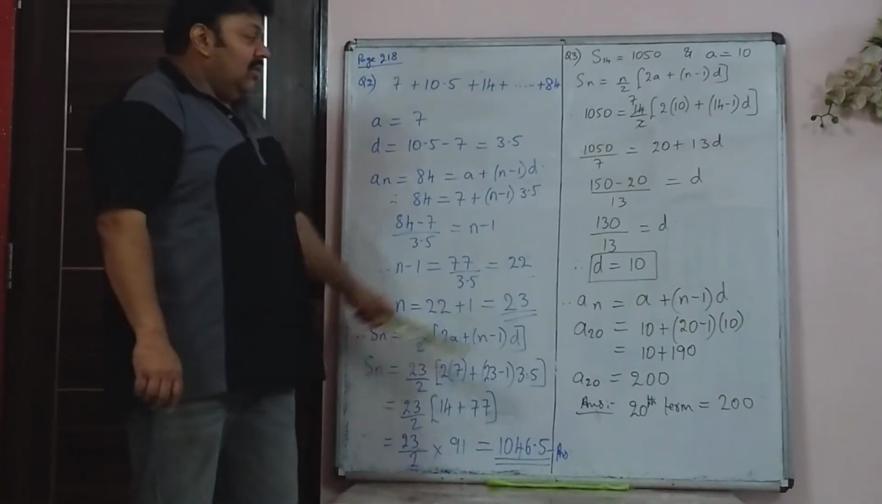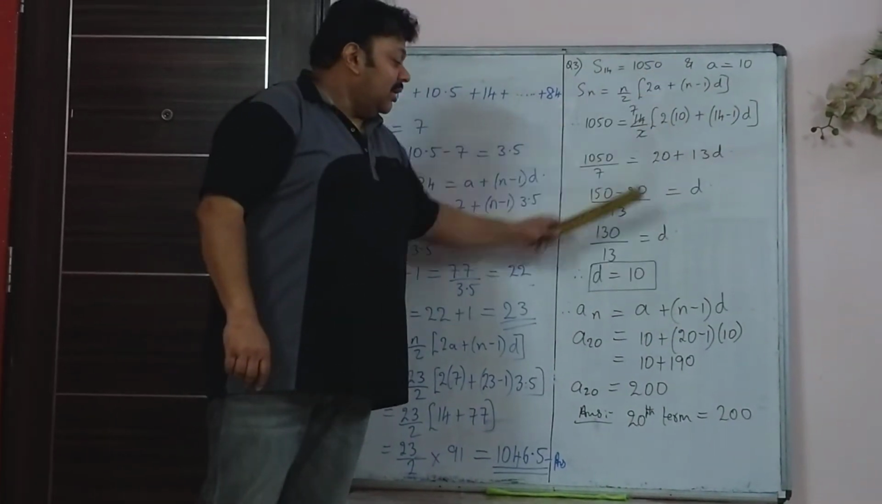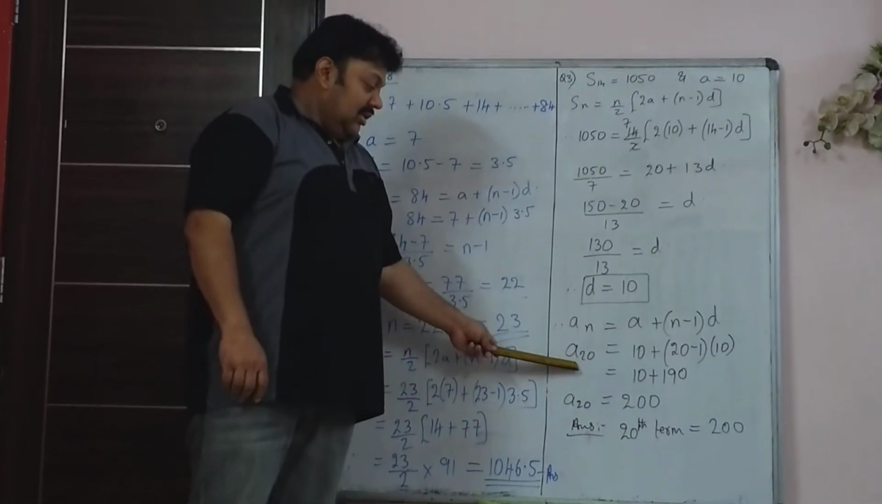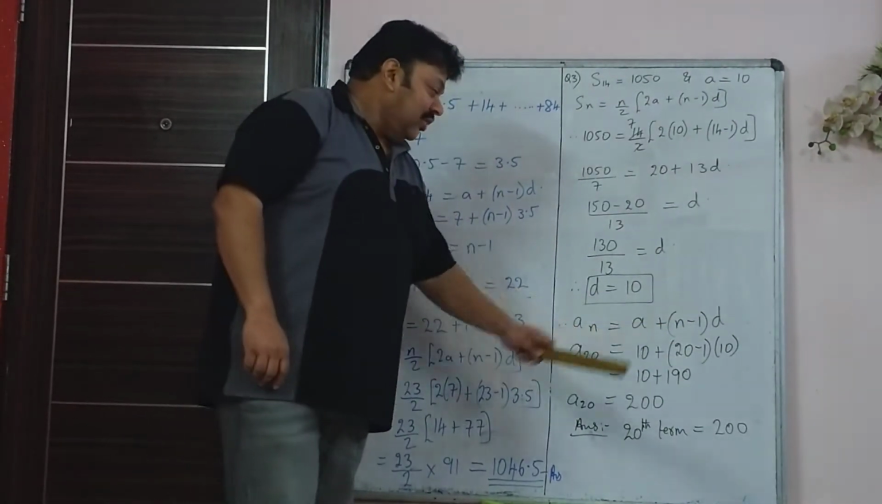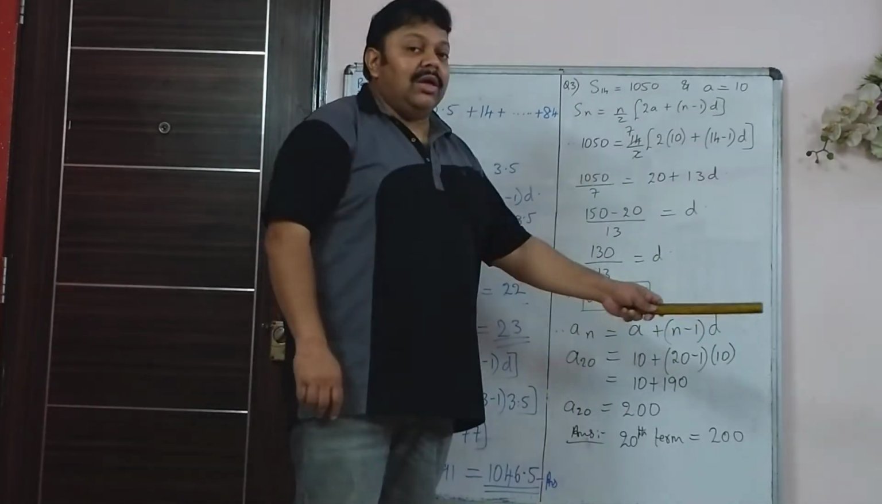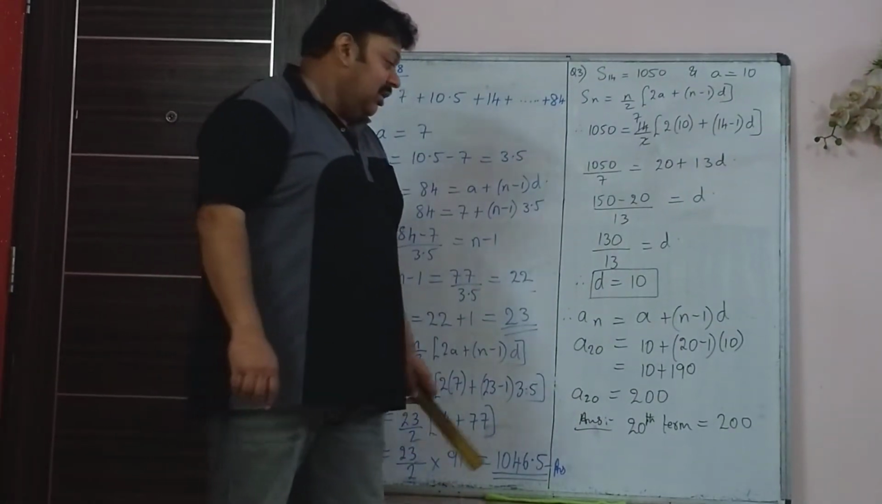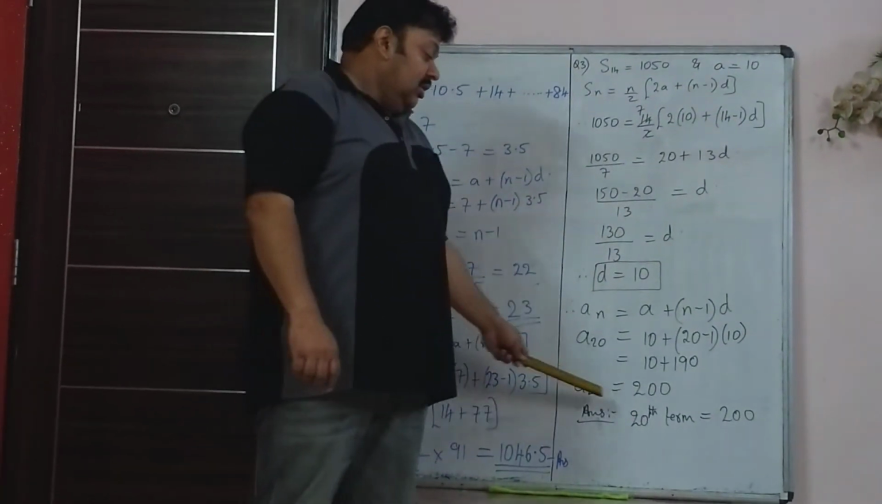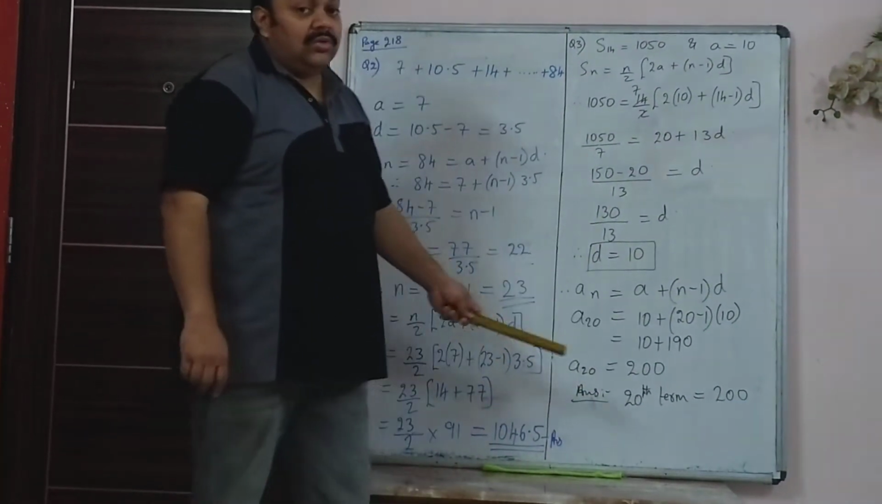Now once you know what your a and d are, you can definitely find the 20th term. In this case you will substitute n as 20 and use the formula an is a plus n minus 1 into d, and you will get the 20th term as 200. So the 20th term is equal to 200.